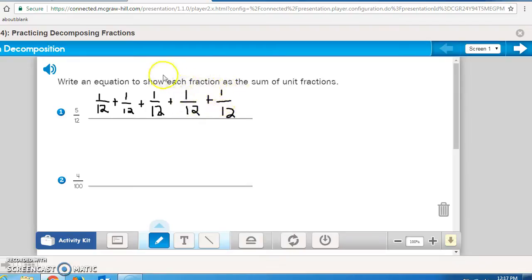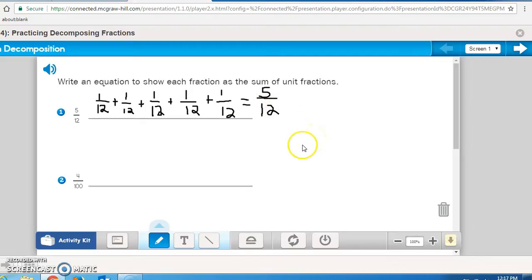1/12 plus 1/12 plus 1/12 plus 1/12 plus 1/12 equals, again, when I add, the numerator remains the same, and all I do is add the numbers on top. So that equals 5/12ths. Turn to Math Journal page 155.